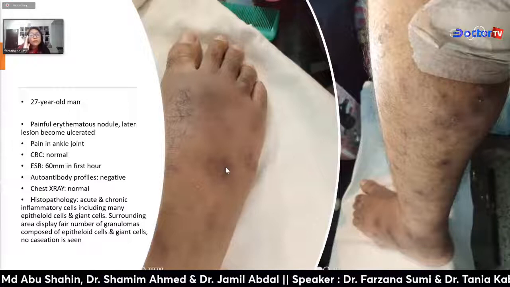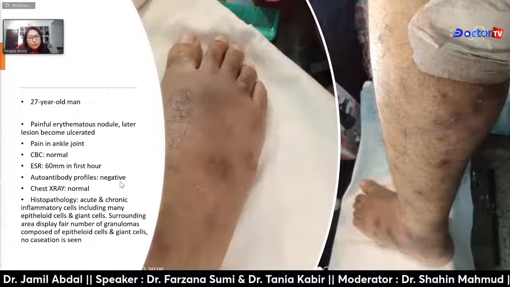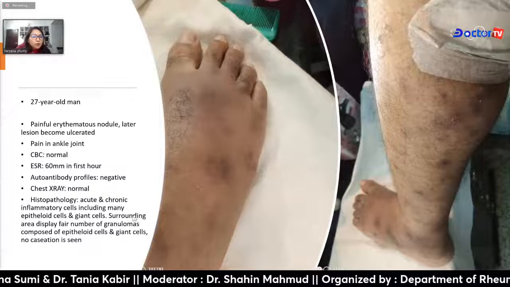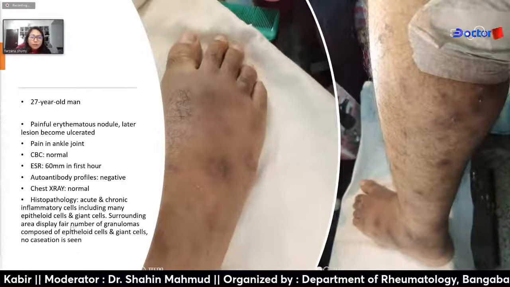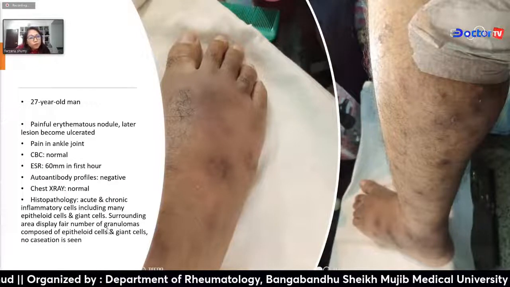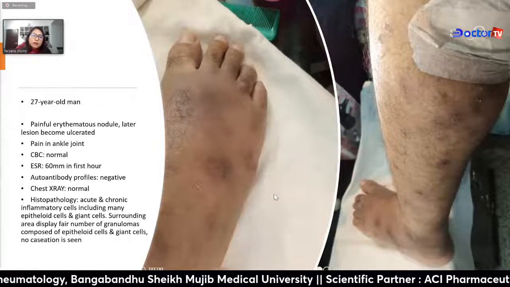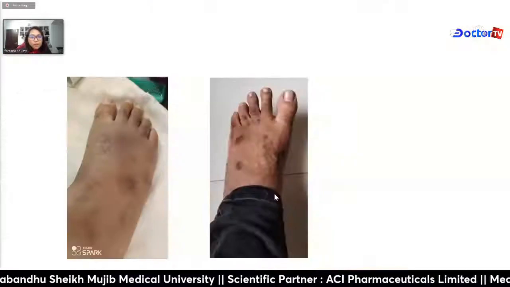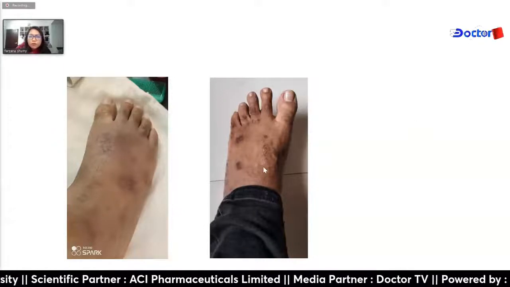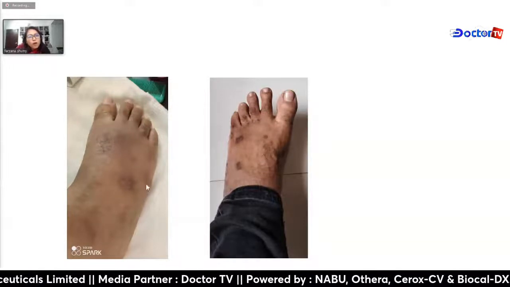At first, it looked like erythema nodosum. So we did some autoantibody profiles, ANA, ANCAs, rheumatoid factor, all were negative, HIV was normal, so biopsy was done and it showed acute and chronic inflammatory cells, including many epithelioid cells and giant cells. And the surrounding area displays a fair number of granulomas composed of epithelioid cells and giant cells, and no vasculitis lesion was seen. And he was treated with antitubercular chemotherapy for 6 months, and after antitubercular chemotherapy, this is his recent picture. It showed only post-inflammatory hyperpigmentation, and there was no arthritis or pain.